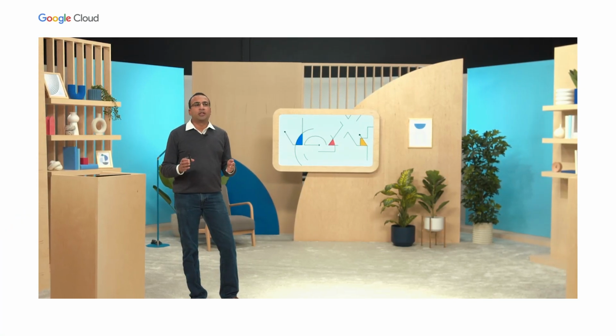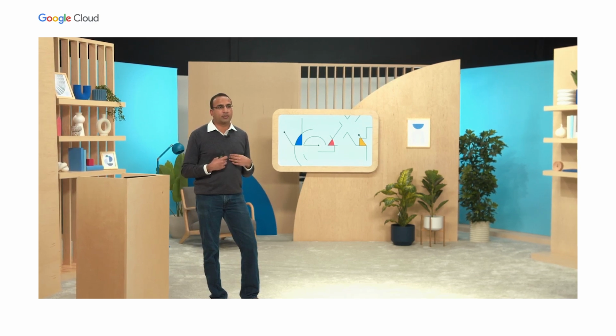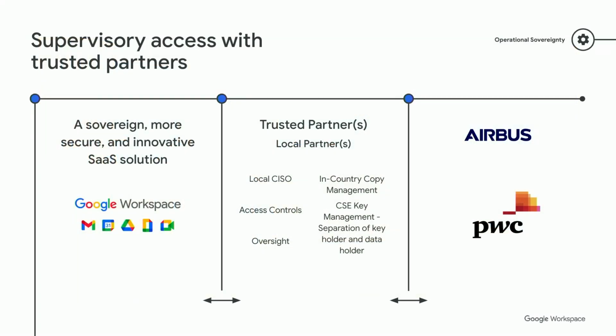As always, Google Workspace is highly committed to our partner ecosystem. We'll provide all these sovereign controls along with multiple partners. Our partners will help with critical capabilities and services like key management services for client-side encryption, management of your in-country copy, setup and monitoring of access controls, and other designated administrative duties.